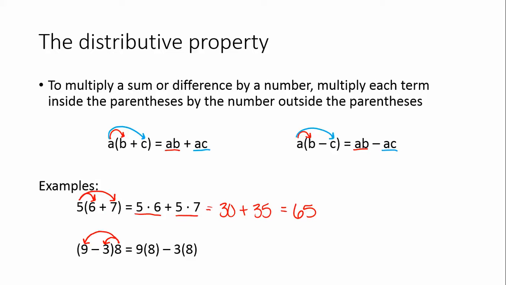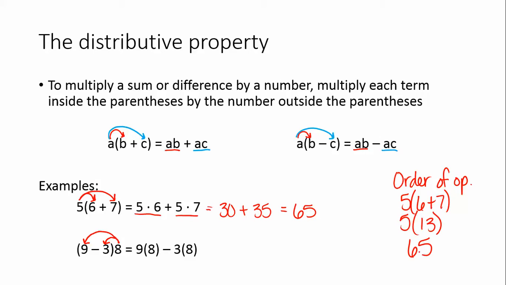So if we did it the old-fashioned way, using order of operations, I would have 5 times (6 plus 7). That would be 5 times 13, and 5 times 13 is 65. So you can see that you still get the same answer. In your homework, though, I will specifically say use the distributive property, which means we need to be doing it this way we have over here on the left.